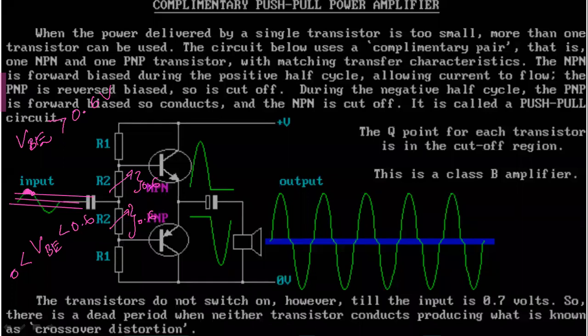Crossover distortion. You can remove that crossover distortion by integrating a proper resistor value, the proper two resistors R2, into the circuit, maintaining a proper voltage between the emitter and base terminal. You can mitigate that issue. You can remove that crossover distortion issue.